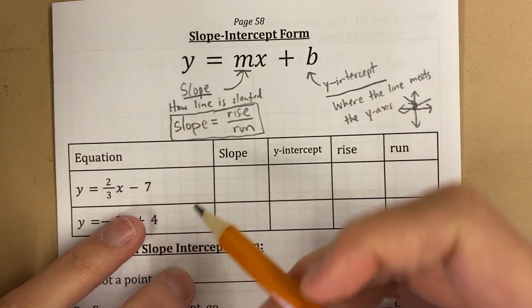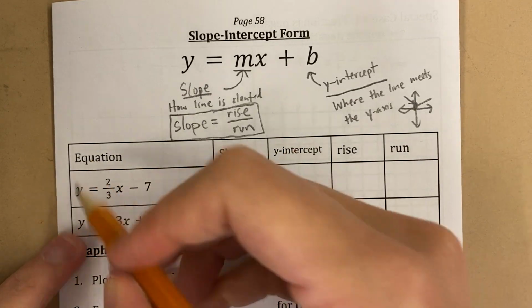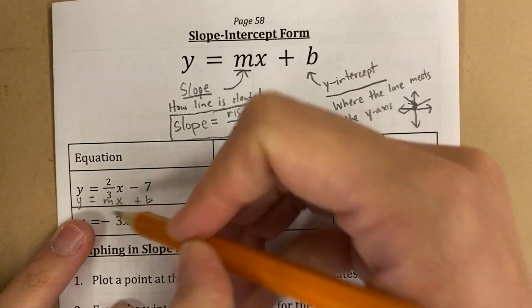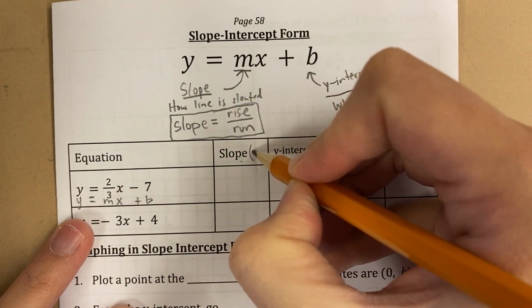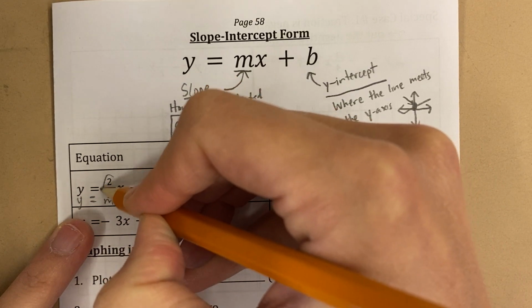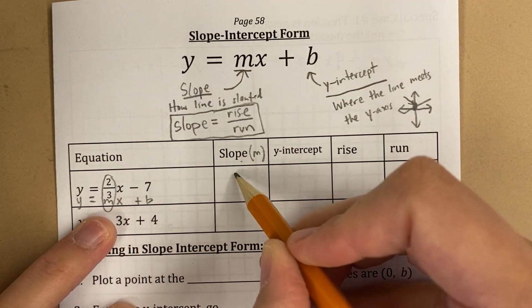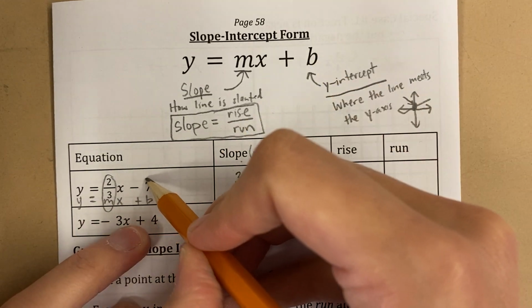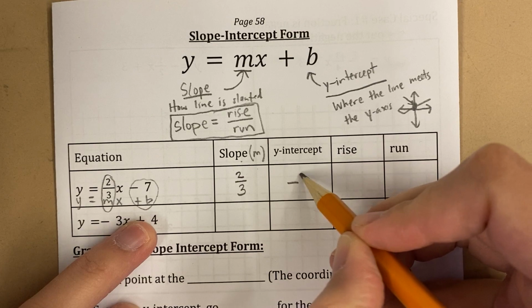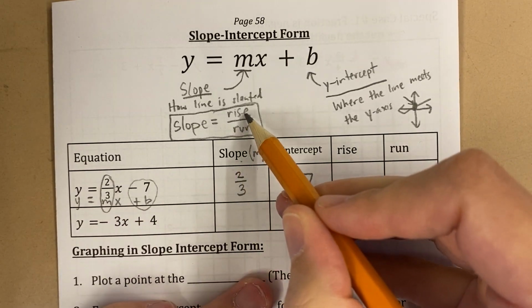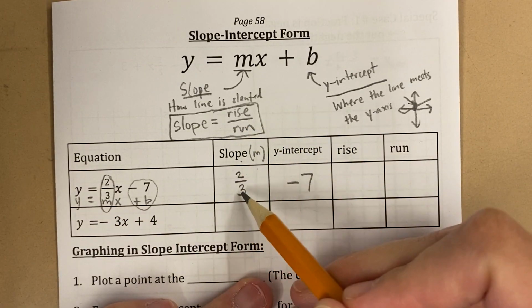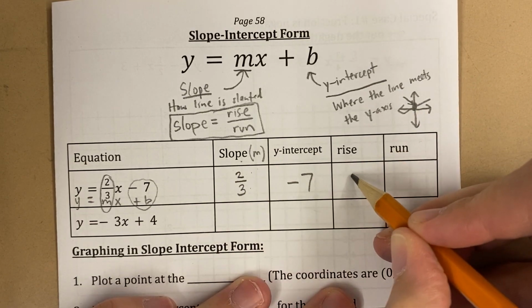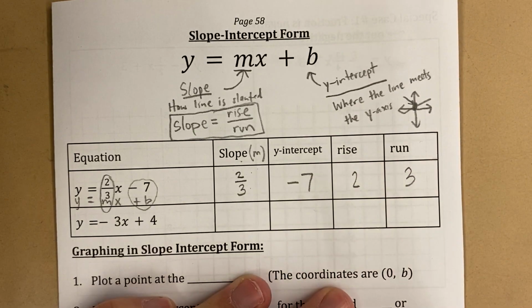Okay, so first, in this equation, this is y equals, look, I can even write it underneath, y equals mx plus b. So the slope is always represented by the letter m. So the slope in this case is 2/3. The y-intercept is always represented by the letter b. In this case, the y-intercept is -7. Now remember, slope is rise over run. So when I go to graph the line, I need to know what's the rise, what's the run. So the rise is 2 and the run is 3.